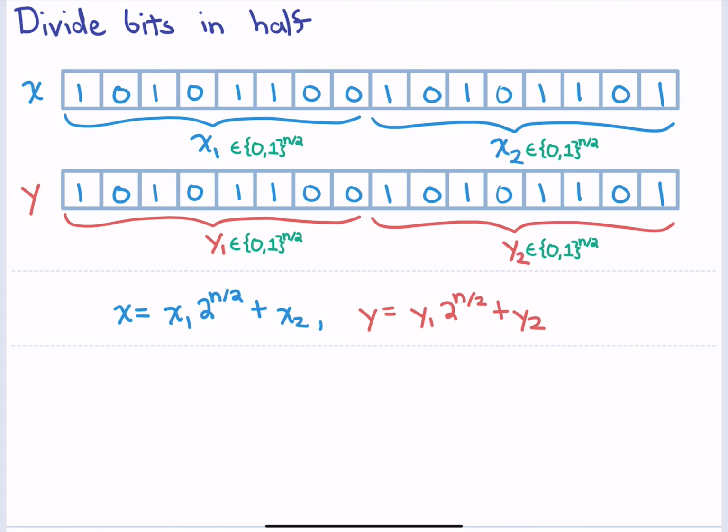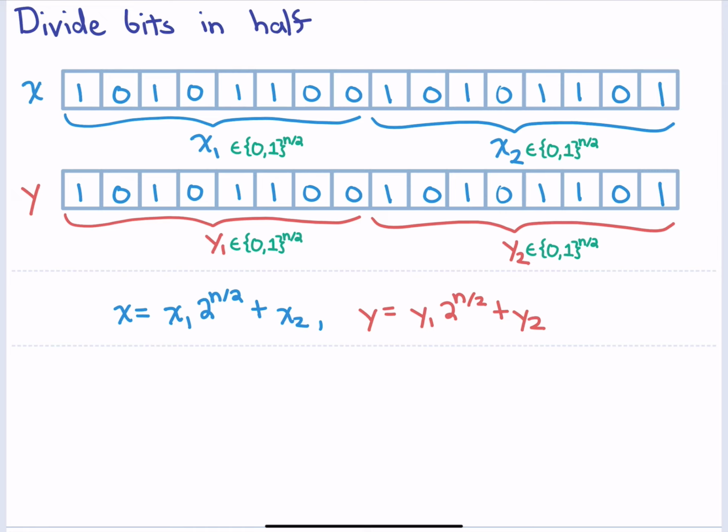So that means x is like x1 bit shifted n over 2 times, which is the same as multiplying by 2 to the n over 2, plus x2. And y would be y1 times 2 to the n over 2 plus y2. Okay, so I just want to get the notation clear. It's a little confusing. So x1 is an n over 2 bit number representing the largest n over 2 bits, but itself can be thought of as a number between 0 and 2 to the n over 2.